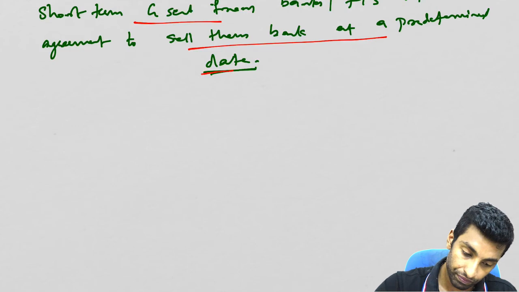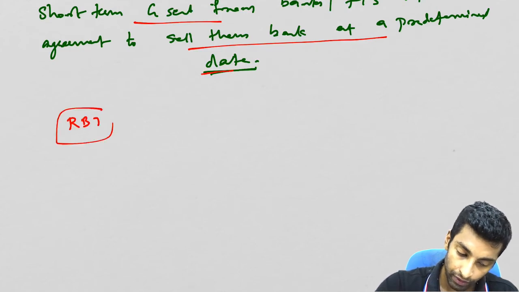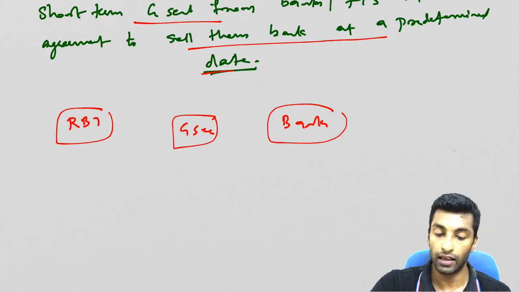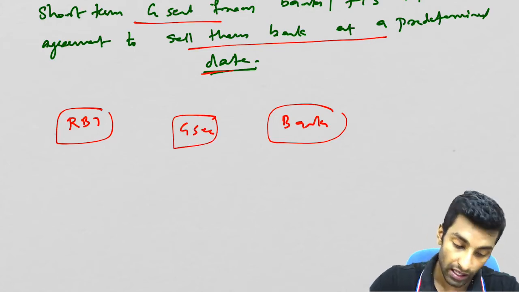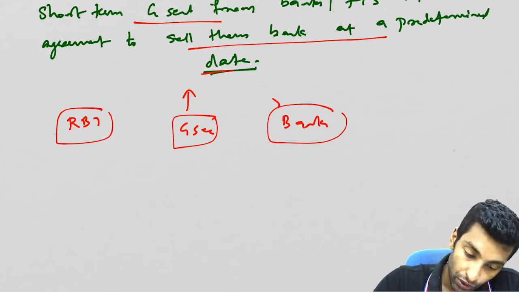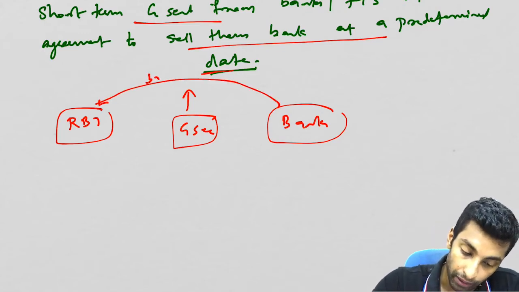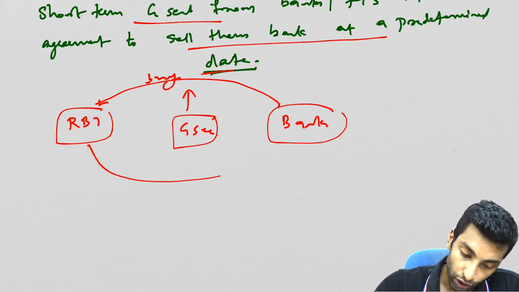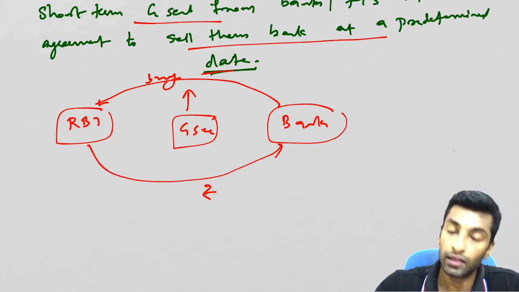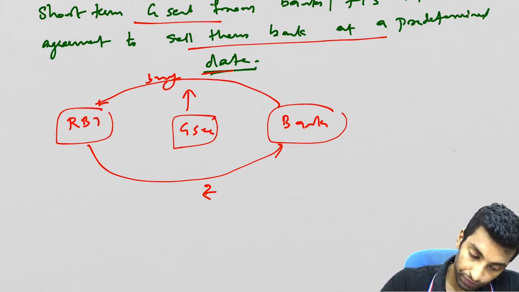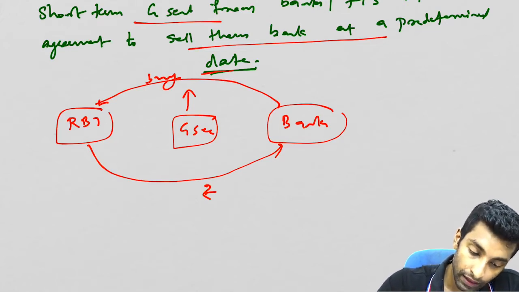So here how will it go? RBI and banks. First, what transaction? Now G-Sec is there in between, right? So this government security is what RBI is going to buy. First, from the bank, RBI will buy, and RBI will give what? RBI will give money, okay, with an agreement. What is that agreement? To sell back.